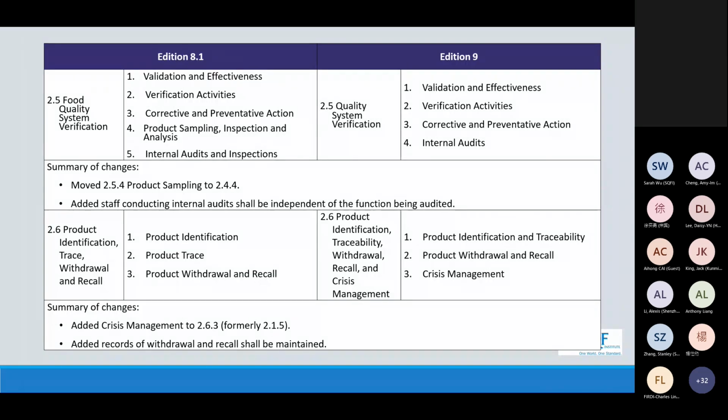Food quality system verification, again, just movement, as product sampling has moved. And we've added that staff conducting internal audits shall be independent of the function being audited. And again, in 2.6, it's really just movement of elements to accommodate and to fit with the changes in the food safety code. Crisis management, which used to be in 2.1, has been moved to 2.6 as 2.6.3. And we've added that records of withdrawal and recall need to be maintained.